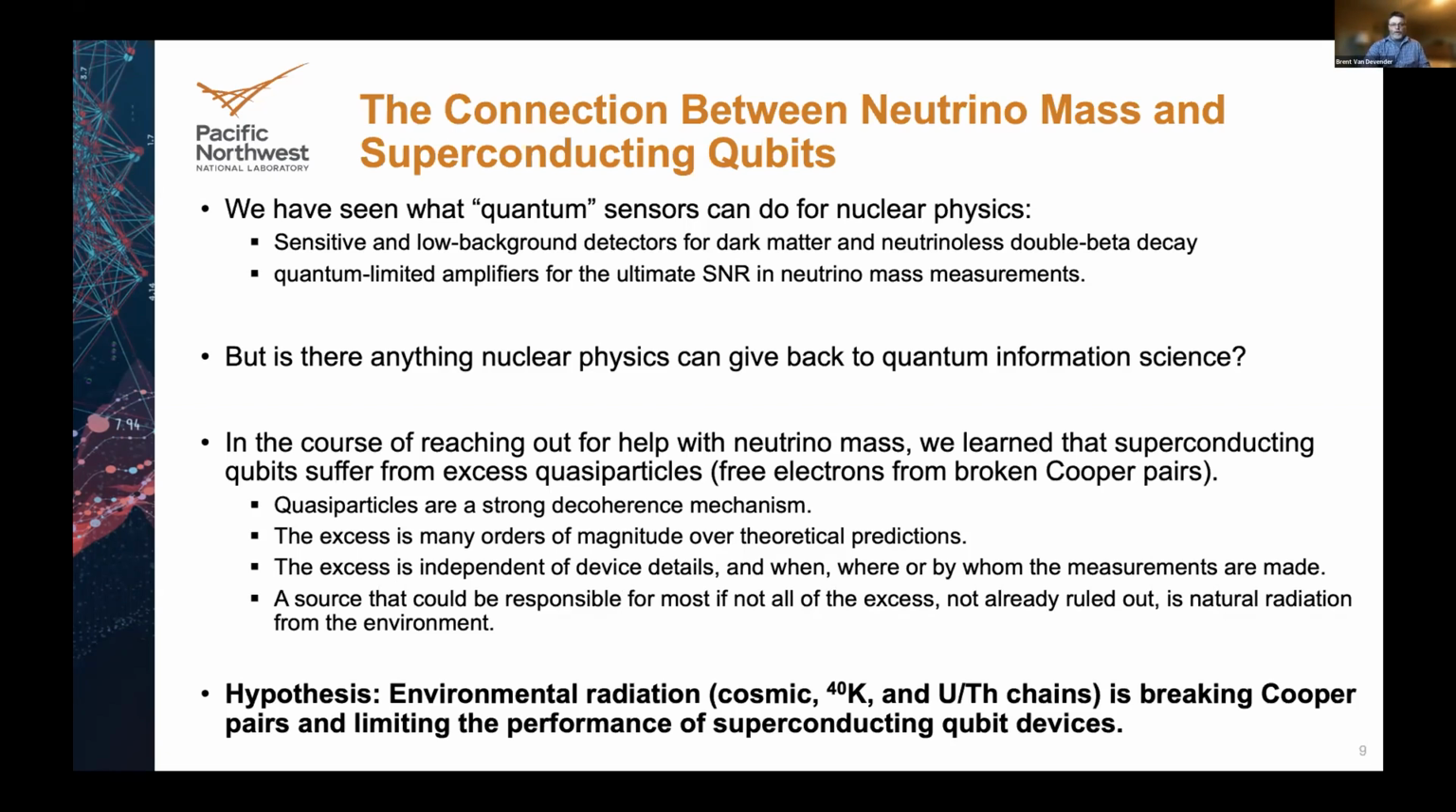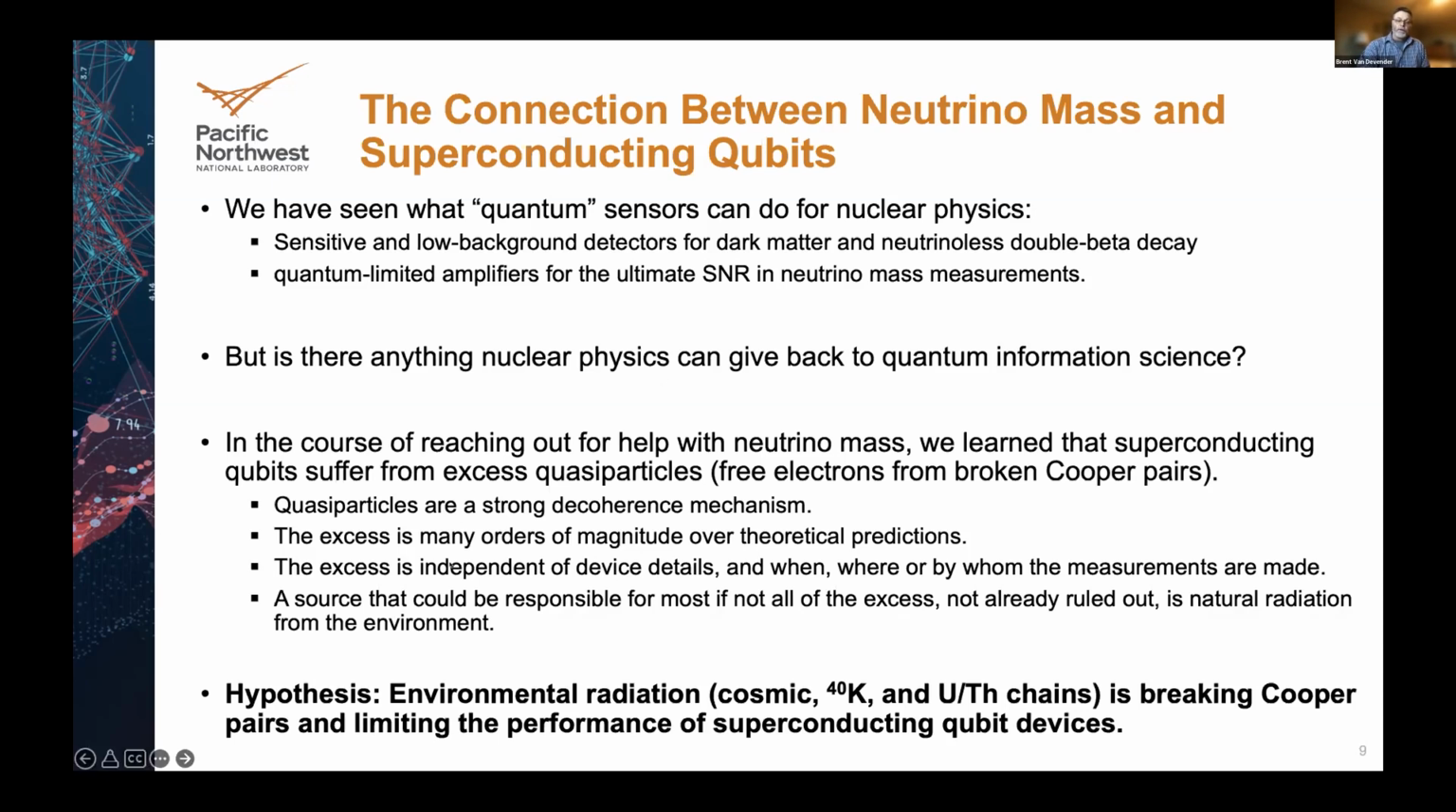So very low noise, they operate in the right frequency range and so on. And so we're looking to consume quantum technologies for our physics research. And so we see what that quantum technology can do for us. But you can ask, is there anything we can give back? It's not at all obvious that the problems of quantum computing are nuclear in nature.